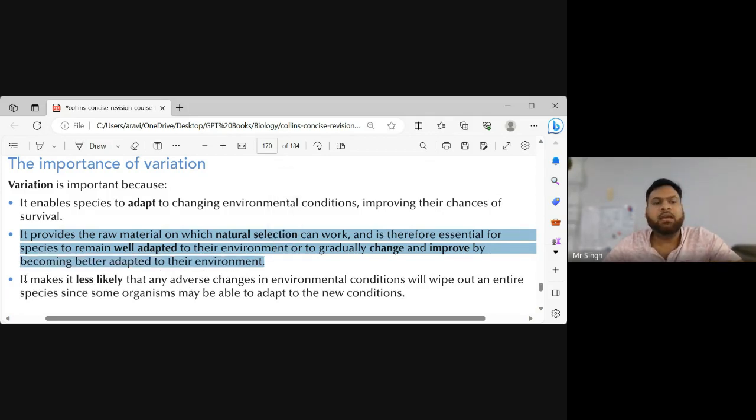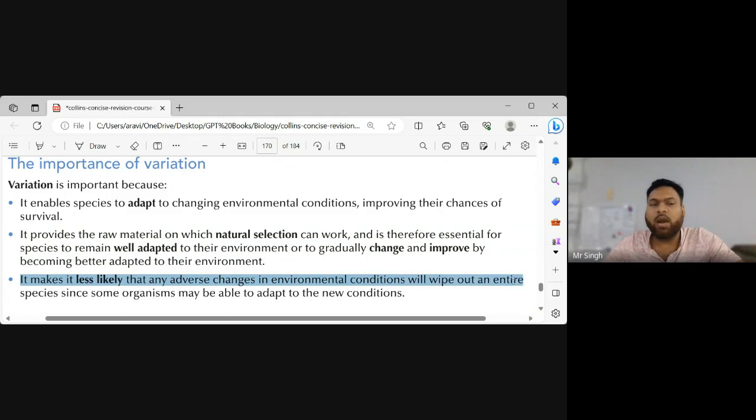It makes it unlikely that any adverse changes in environmental conditions will wipe out an entire species, since some organisms may be better adapted to new conditions. So very seldom would you see all the organisms that reproduce sexually get wiped out. That is because there will always be one or two that have an adaptation that allows them to survive in the environment. Does that make sense, everyone?